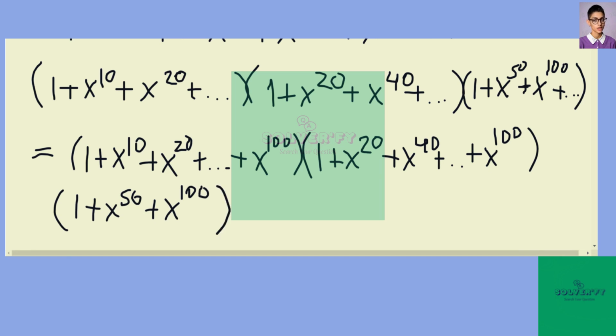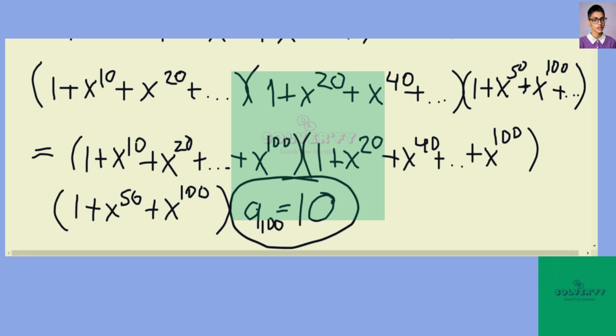And then using a computer algebra system, we can expand this sum, and we find that the coefficient of x to the 100 is going to be 10. So there are 10 ways to make change.